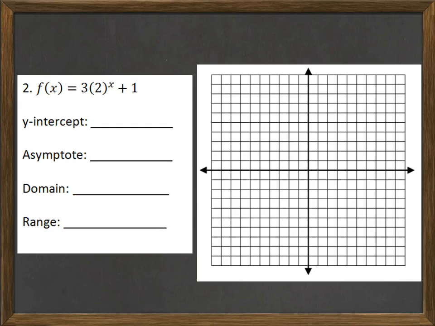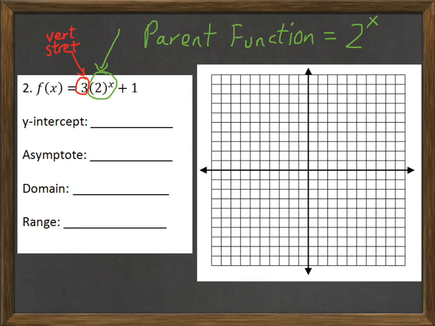Here's example 2. f of x equals 3 times 2 to the x plus 1. Our parent function is still the 2 to the x. That's the base on our function. The 3 is a vertical stretch, so we're going to multiply the y coordinates by 3, and the plus 1, we move it up 1.